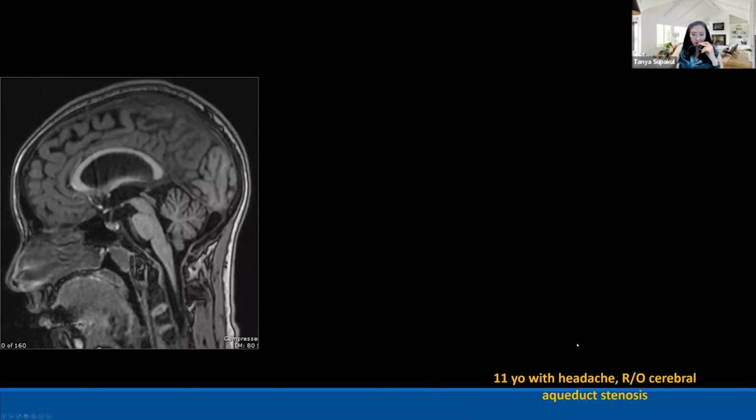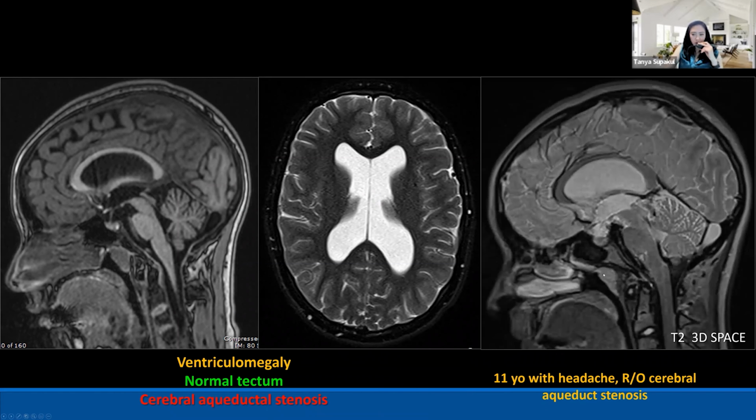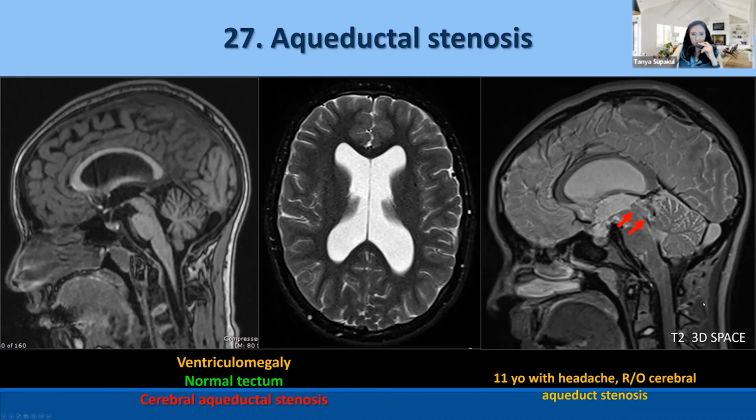Another patient, headache, concerning for aqueductal stenosis, big ventricle, right? Check at the tectum. Tectum looks normal. The cerebral aqueduct may be difficult to check, but you can see the patient has some big ventricle to start with. So that's why we can add the sagittal T2 3D SPACE, and there is no flow through that cerebral aqueduct. So this turned out to be aqueductal stenosis.